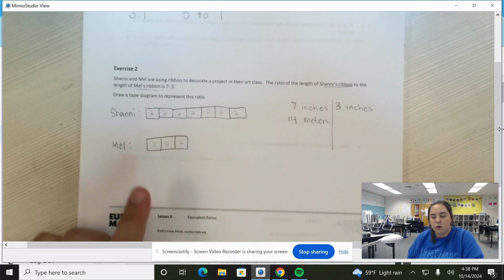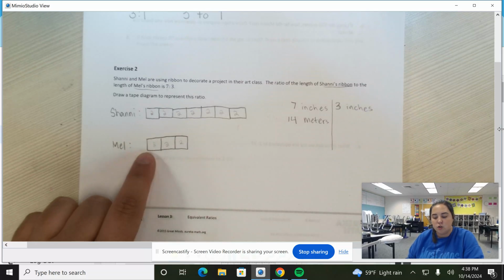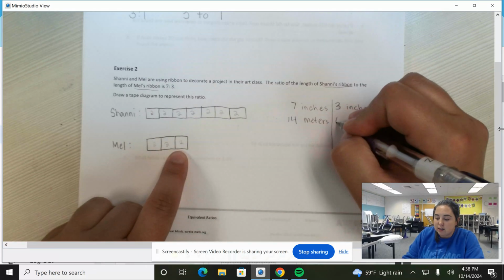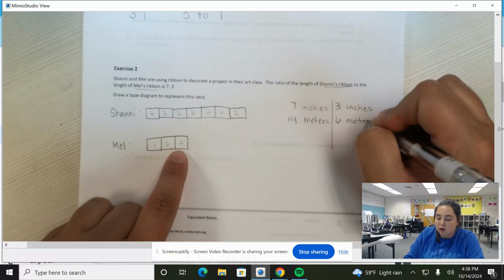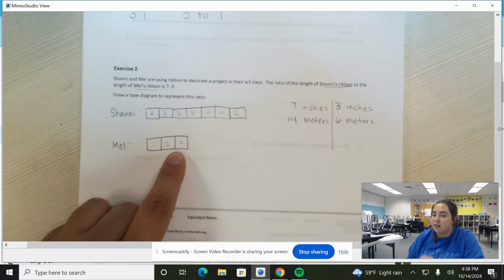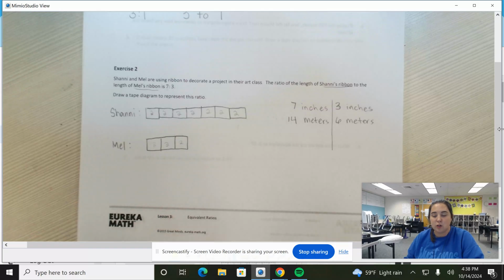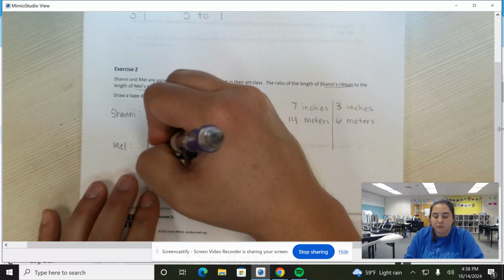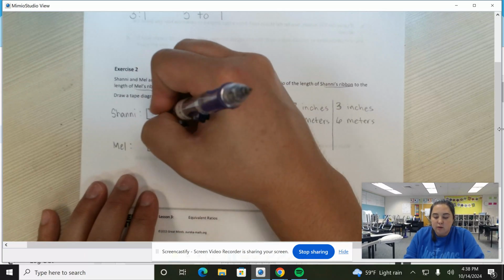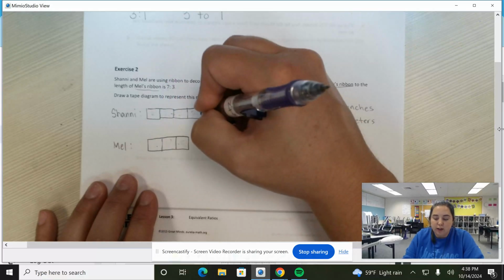How long would Mel's ribbon be then? 2, 4, 6 meters long. Okay, but did it say anywhere that the unit is worth 2 meters? No. So I'm going to erase these again, and let's just do one last one.